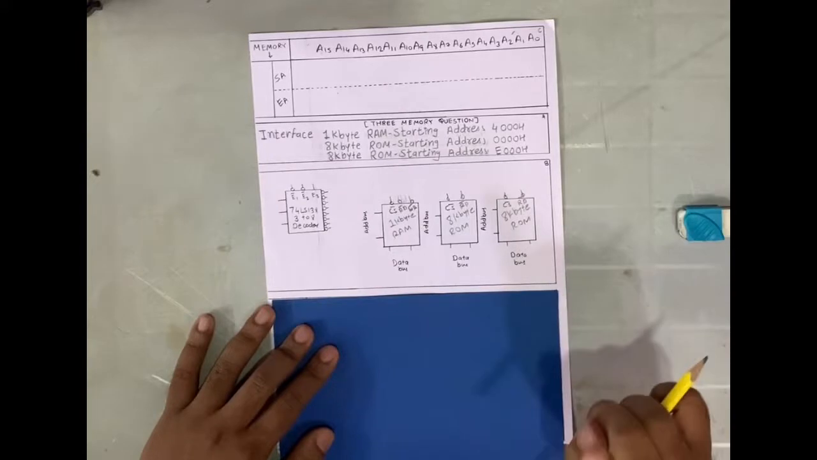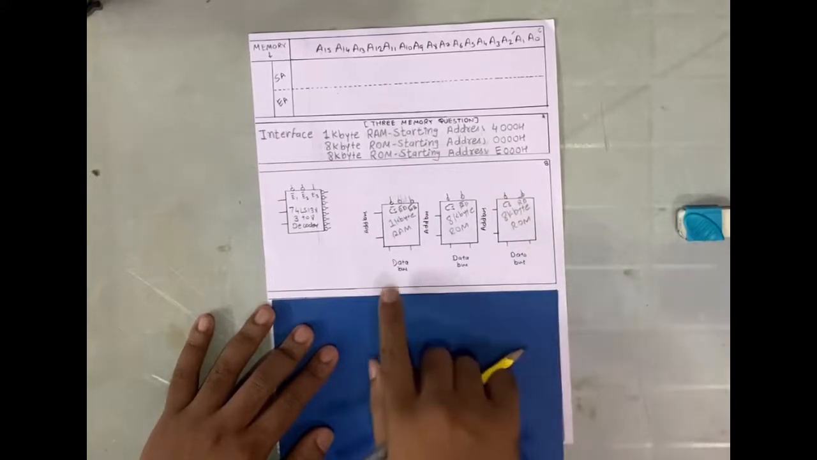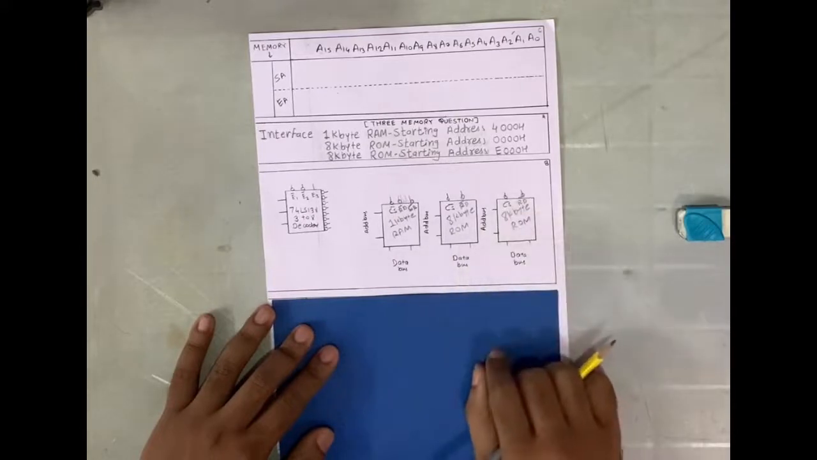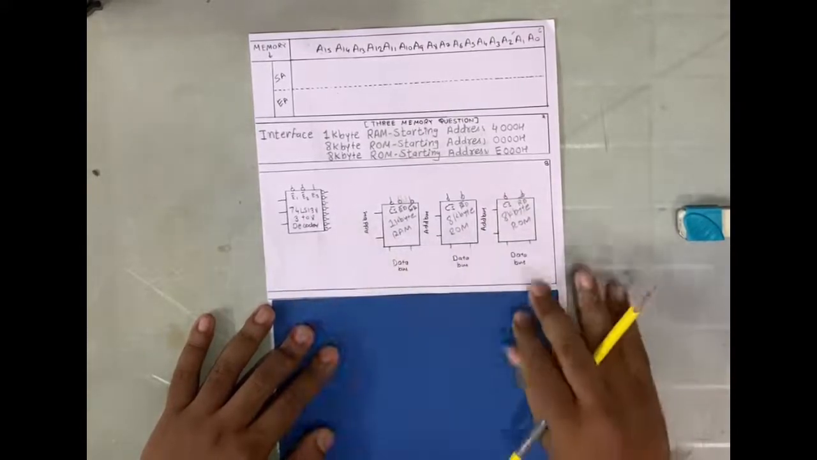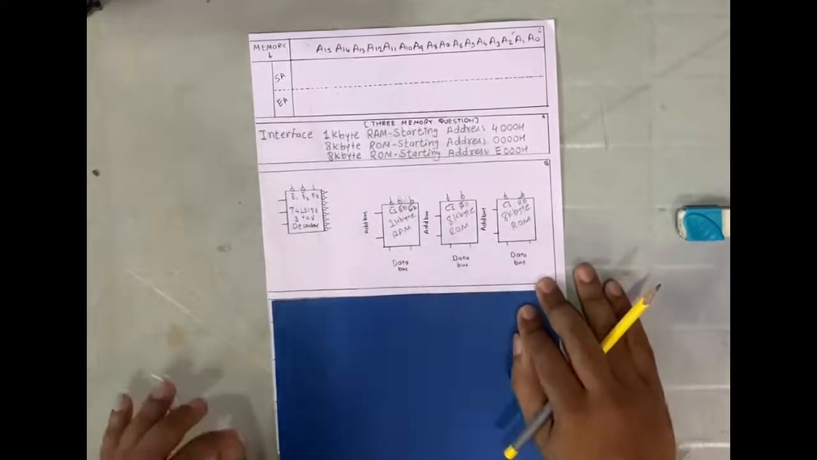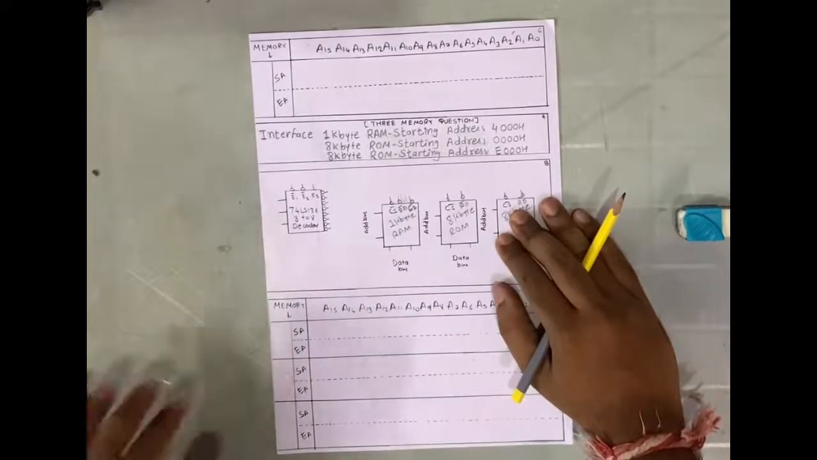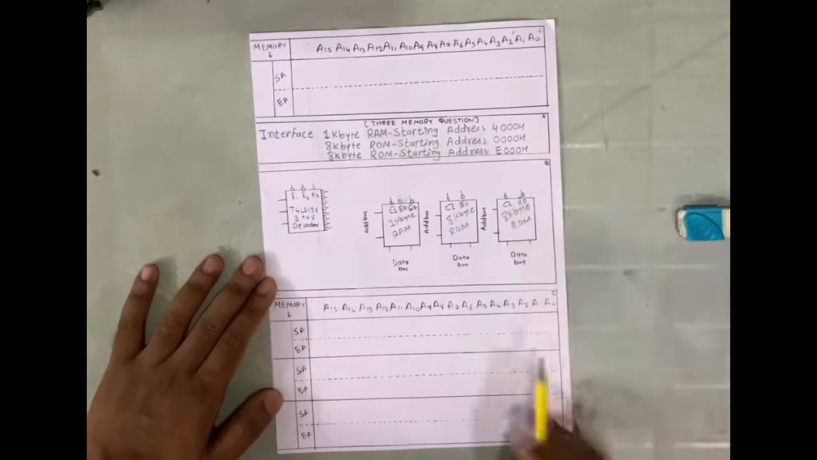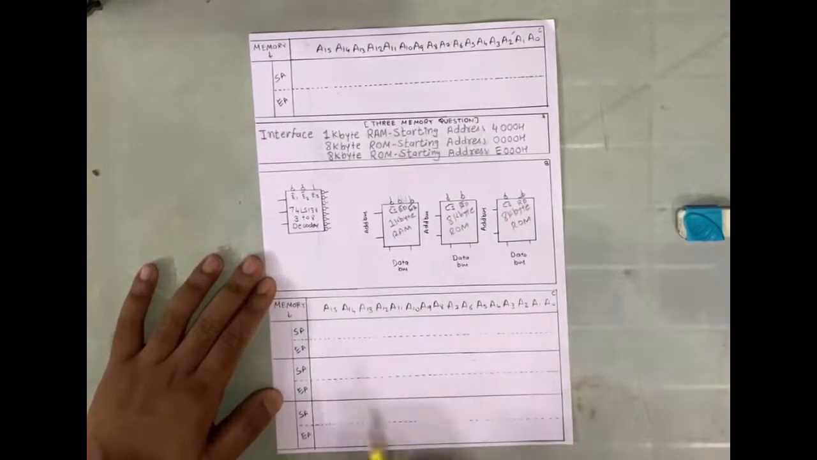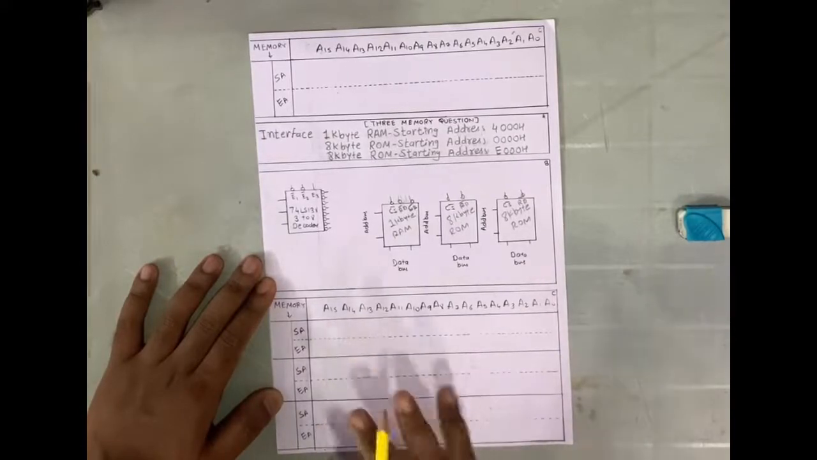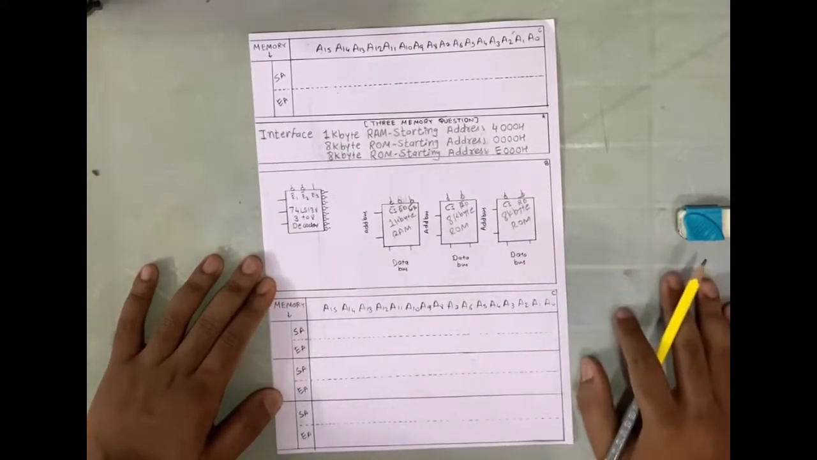Okay, so in the first step, what we did is that all the memories which are asked to interface are drawn separately along with the decoder. In the second step, you will draw a memory map table. So this is the memory map table. You can see that in the memory map table, the address lines A0 to A15 are shown, which is the total address line for the address bus in the case of 8085.